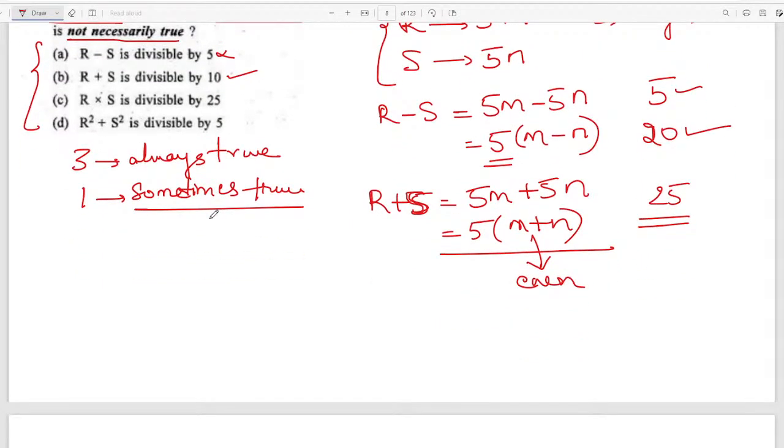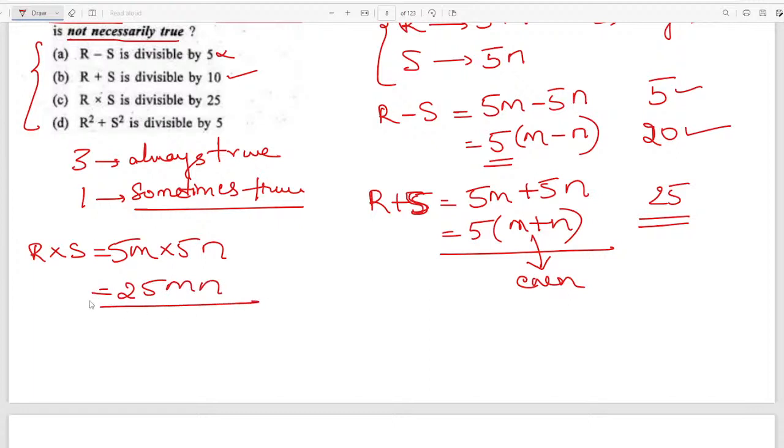We have R into S. We have 5m into 5n. This is 25mn. This number R into S is divisible by 5 and is also divisible by 25. So they're saying that R into S is divisible by 25. Yes, this is always true because 25 is a factor here. So option C is also true, but we are looking for not necessarily true.